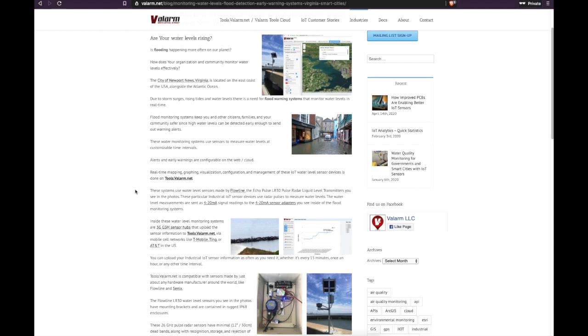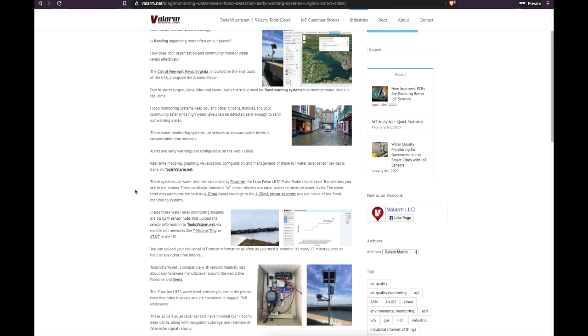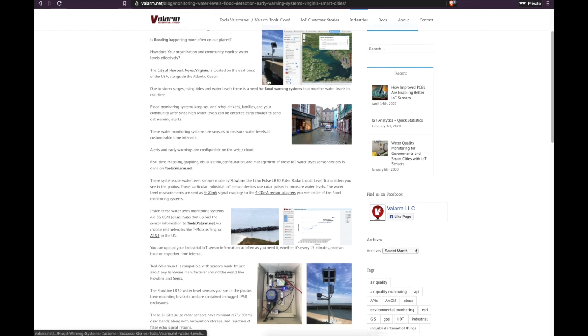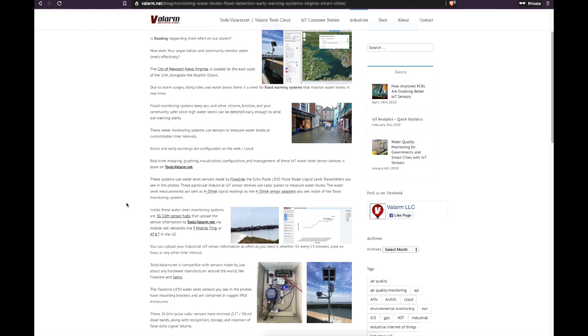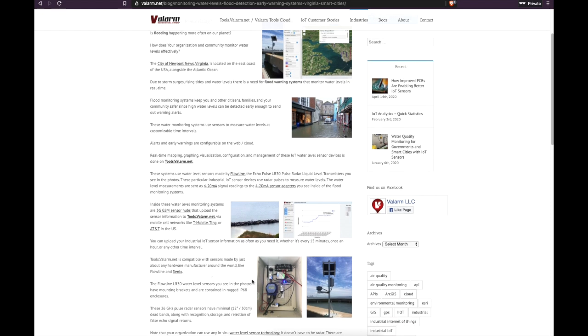These systems use water level sensors made by Flowline, specifically the Echo Pulse LR30 pulse radar liquid level transmitters you see in the pictures. These particular industrial IoT sensor devices use radar pulses to measure water levels. The water level measurements are sent as 4 to 20 milliamp signal readings to the 420 mA sensor adapters you see inside of these flood monitoring systems.